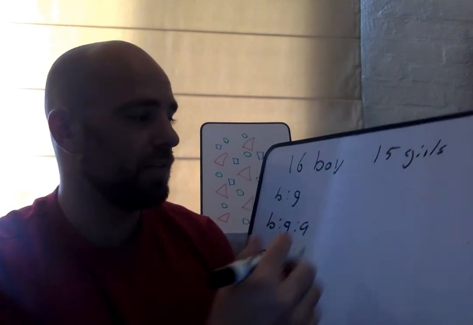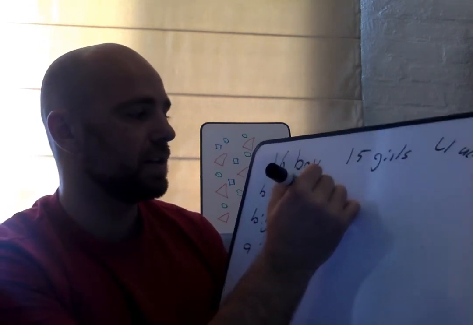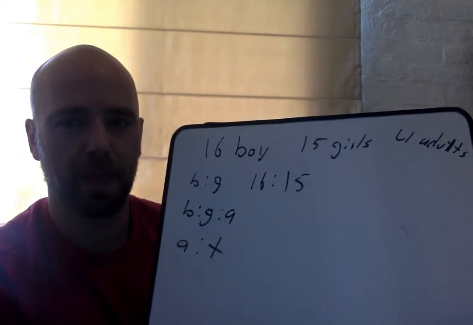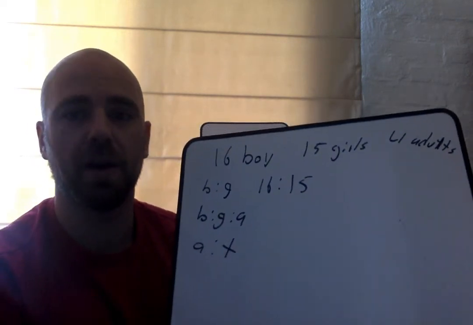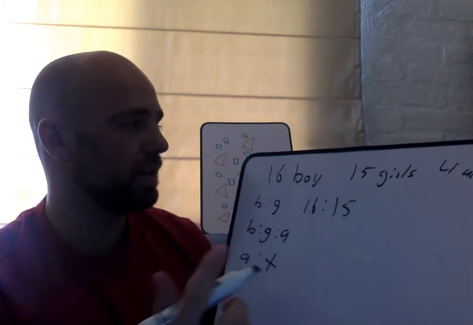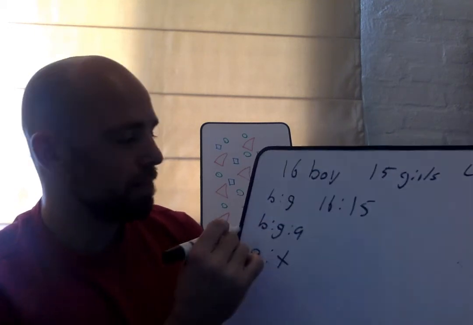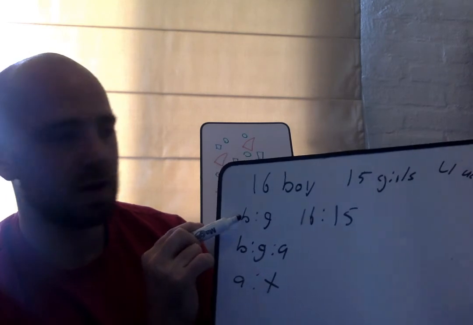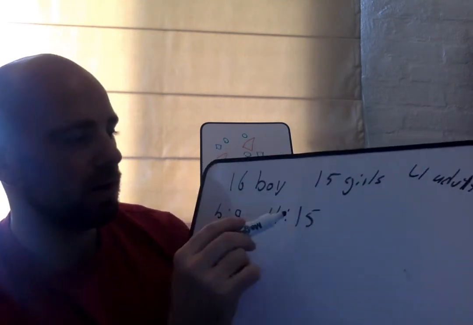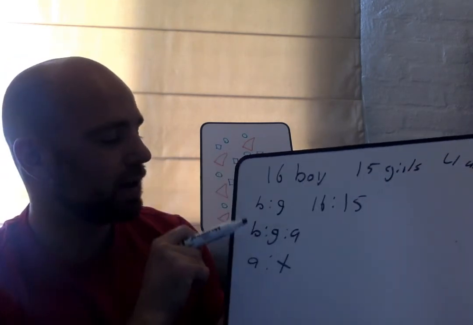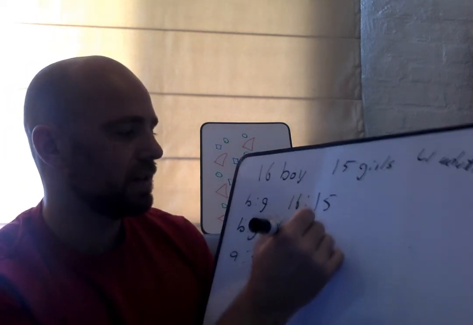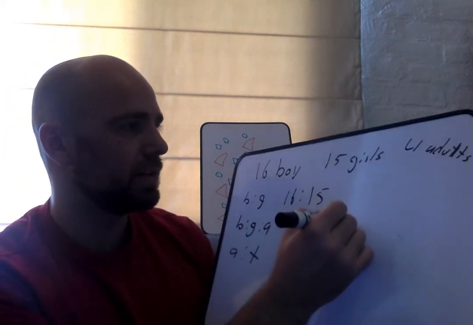The first one is a comparison of boys to girls. I'm taking all of the boys, so it's 16 to 15, because there are 15 girls. In the second one, I'm going to compare the boys to the girls to the adults. As you can see, this is a part-to-part ratio. I'm doing part of the whole to another part of the whole. Here I'm doing a 3-term ratio, so I've got 16 to 15 to 4.